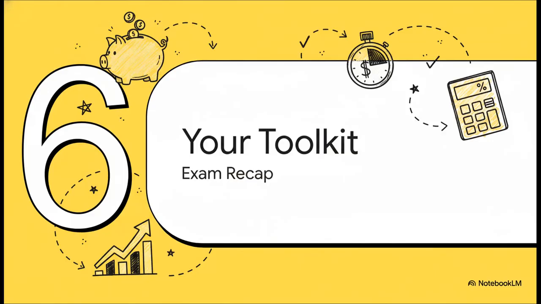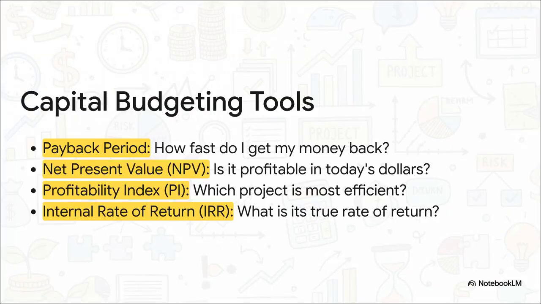Phew, okay, we've covered a ton of ground. We've filled our toolkit. Now let's just do a quick recap to organize everything so it's fresh in your mind for the exam. So remember it this way. 4 tools, 4 different questions. Payback is all about speed. NPV is all about creating value. PI is about efficiency and ranking projects. And IRR tells you the project's own built-in rate of return. If you know what question you're trying to answer, you'll know exactly which tool to pull out.